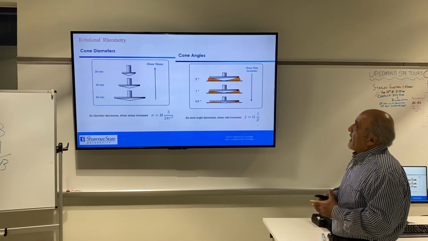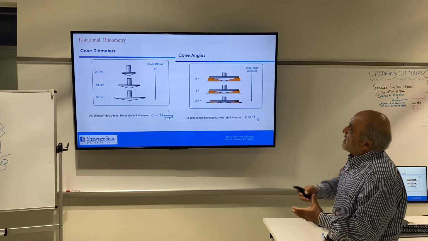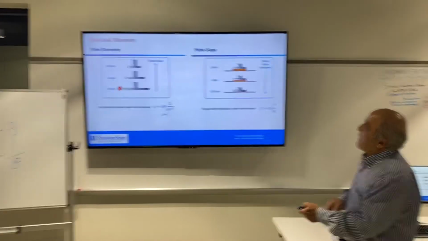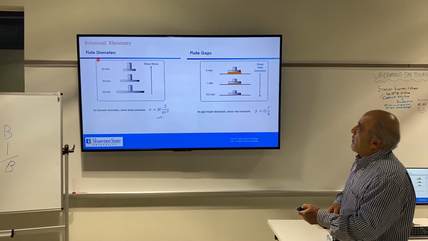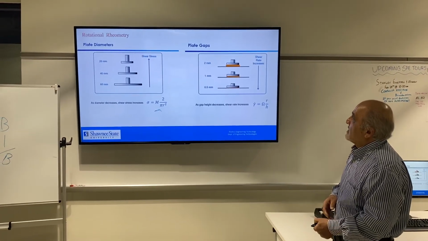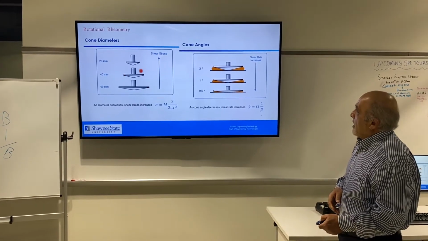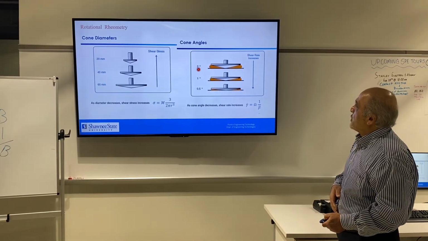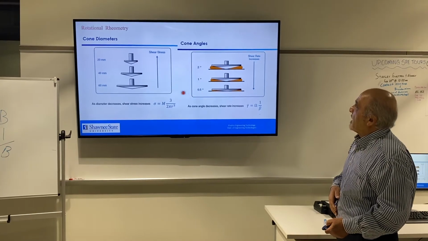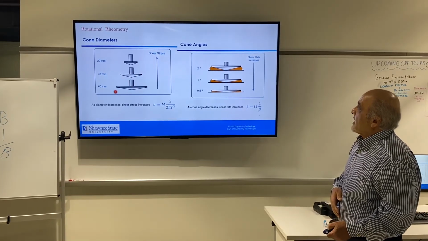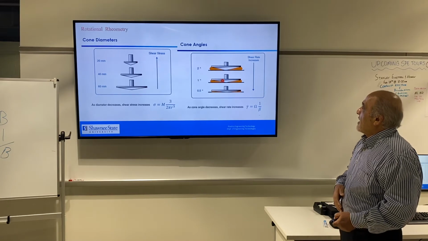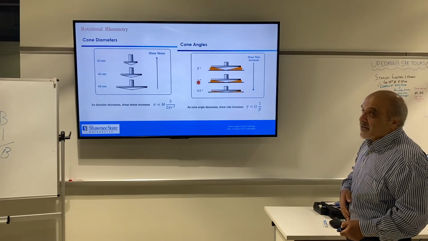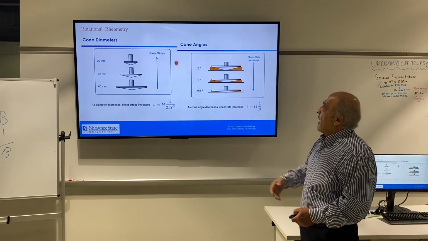For a geometry which is not the straight plate, this is plate, and this is cone. So it has an angle, and you are dealing with the angle here. It has different angles, like 2 degrees, 1 degree, 0.5 degree, and this is your diameter again. The same concept applies. The changes in shear stress and shear rate regarding the geometry follow the same concept that we have in plate.